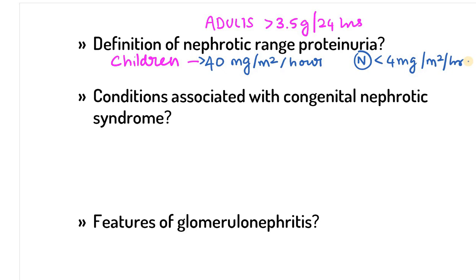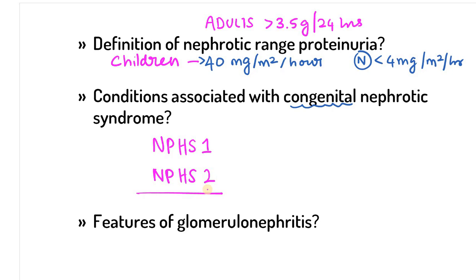Which conditions are associated with congenital nephrotic syndrome? This is something which is important and one of the recently asked exam questions. Even in your exam it was asked. Please note, it is due to mutation in 2 genes. One is called the NPHS1 gene. The other one is called the NPHS2 gene. So these are the questions which can be asked. Congenital nephrotic syndrome is NPHS1 and NPHS2 gene.